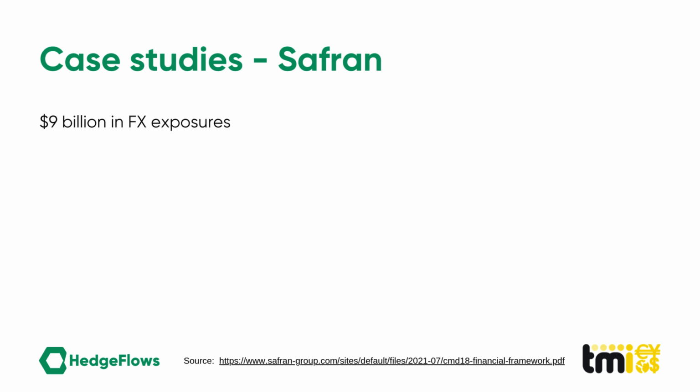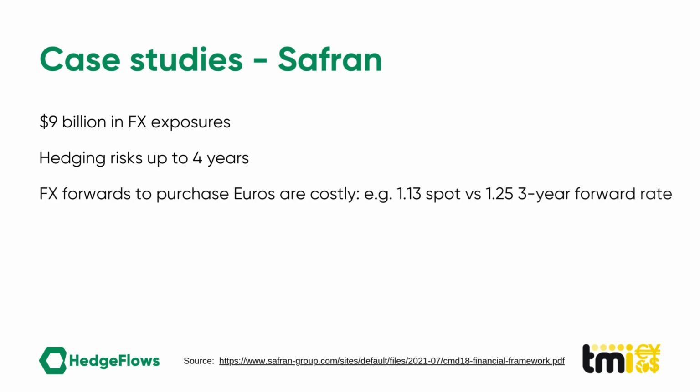Safran is one of France's largest companies, with an average annual exposure estimated at $9 billion. With revenues in foreign currencies, dominated by the US dollar, Safran hedges their long-term sales for maturities up to 4 years. Due to basic FX forwards to purchase euros being too costly, Safran often faces high costs of hedging using vanilla instruments. For example, when the euro-US dollar spot exchange rate was at 1.13 in 2018, forward contracts could only lock in a much worse rate of 1.25 for a 3-year maturity.